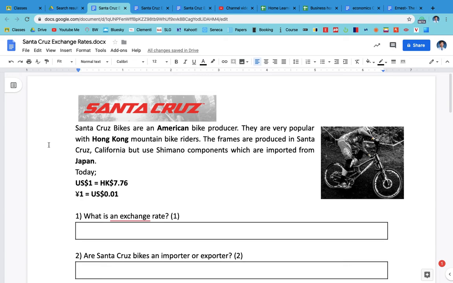So we've got some information. Santa Cruz bikes are an American bike producer. They're very popular with Hong Kong mountain bike riders. The frames are produced in Santa Cruz, California, but use Shimano components which are imported from Japan. And then I want you to use these values. So $1 is equal to 7.76 Hong Kong dollars, and 1 Japanese yen is worth 0.01 US dollars.